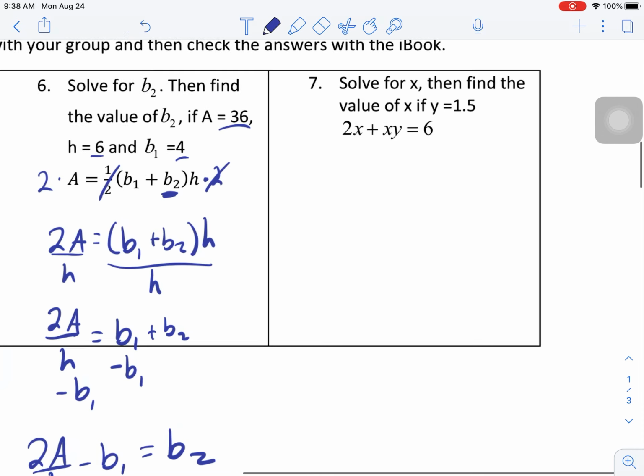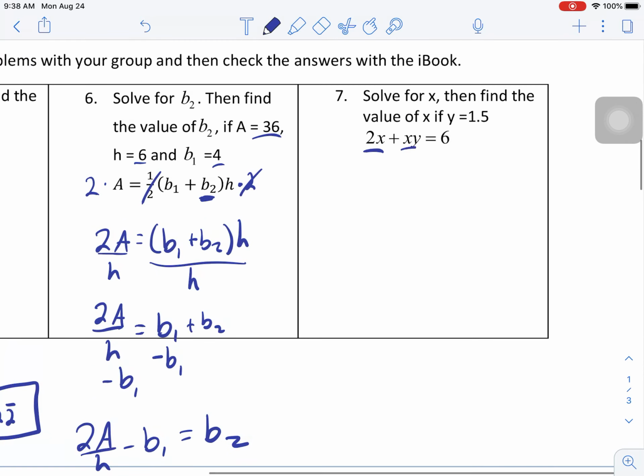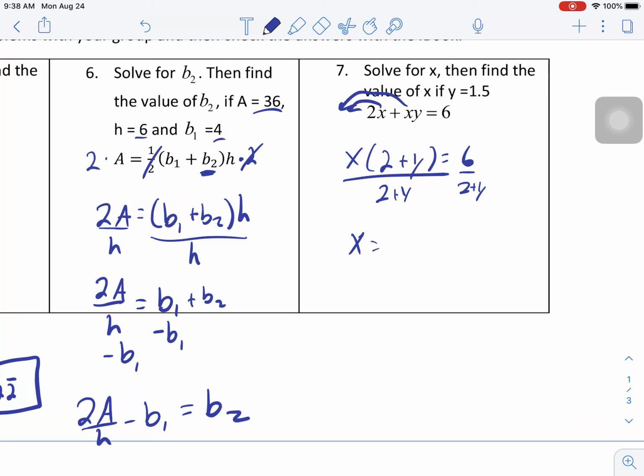All right, last one. So it says solve for x, then find the value of x if y equals 1.5. So this is, again, one of those ones where we have x's on the same side, but they're in two different terms that we cannot combine. So we're going to do that opposite distribution thing where we pull out the x's. So it's going to be x times 2 plus y is equal to 6. Divide by 2 plus y. Divide by 2 plus y. And we get x is equal to 6 over 2 plus y.